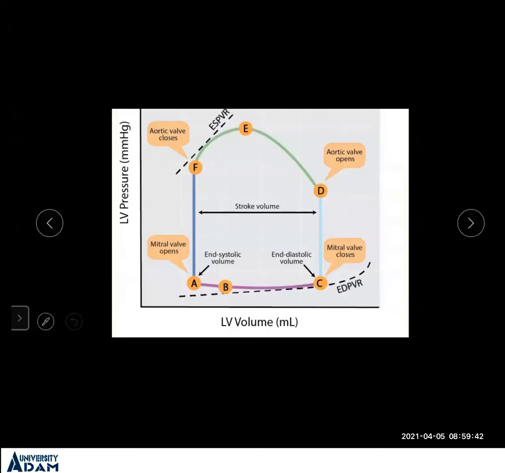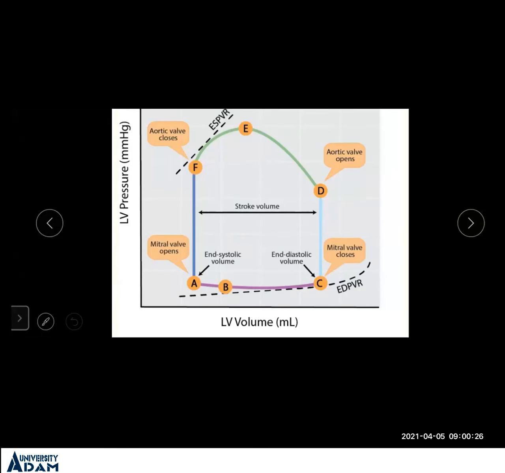Do you know this volume pressure loop? Have you ever seen this picture? Left ventricular pressure and volume. In your quizzes there can be this kind of picture also, and that's why I'm asking. This is also the cardiac cycle, and how pressure and volume change during the cardiac cycle.